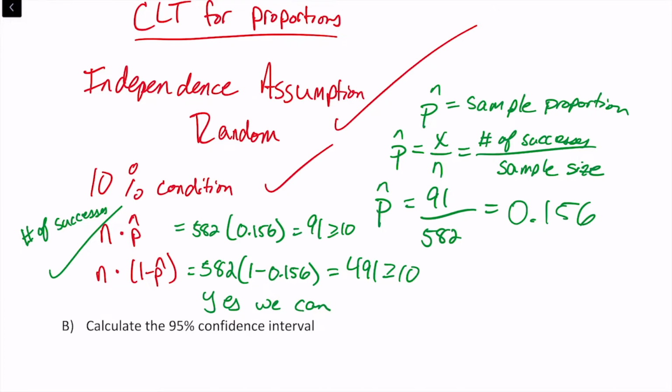All right, so that's how you check your conditions. Check for randomness, check for the 10% condition, and then check that the number of successes and failures are greater than or equal to 10.